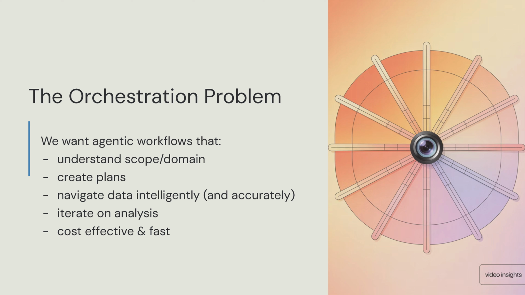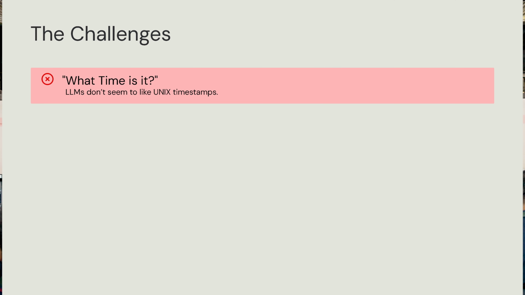What we really want here is an agentic workflow that can understand the scope, in this case the video operations domain. It can create plans, it can navigate the data intelligently and accurately, while also iterating on that analysis, diving deeper as it needs to, and be cost effective and fast. More importantly fast than cost effective, honestly, in this case. So I'm going to talk about a few challenges of what goes wrong immediately.